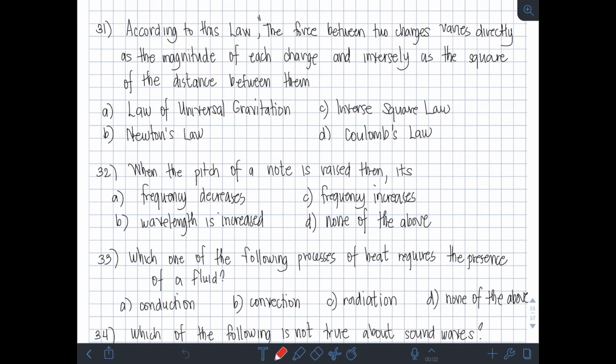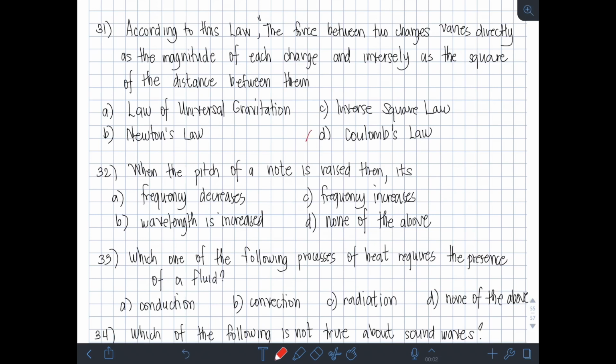Okay. Next, let's have some objective types of questions. 31. According to this law, the force between two charges varies directly as the magnitude of each charge and inversely as the square of the distance between them. A. Law of universal gravitation. B. Newton's law. C. Inverse square law. D. Coulomb's law. So, the correct answer is letter D.